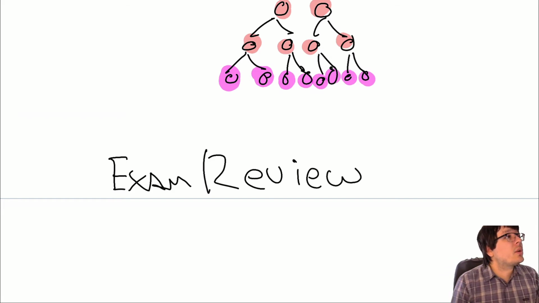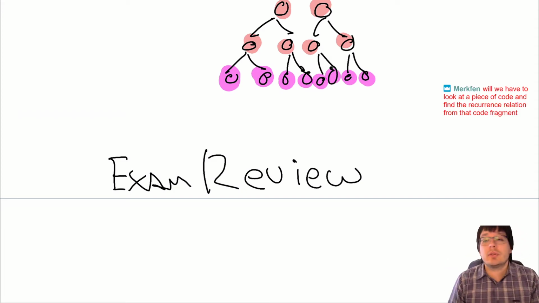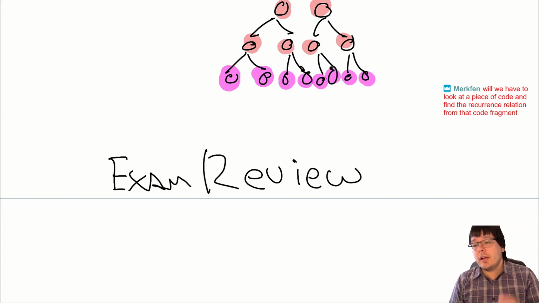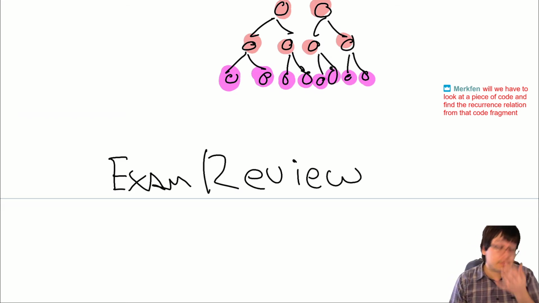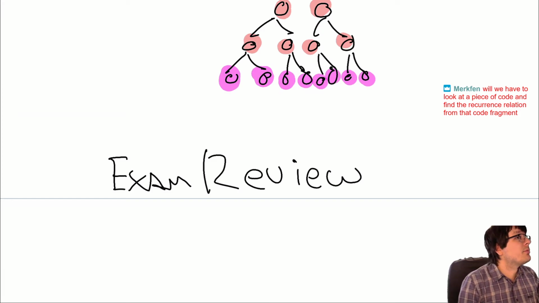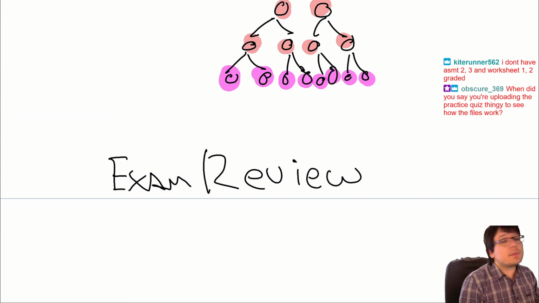In the case where the question is a file upload, can we type the written explanation and draw the actual sorting? Yeah, sure. Whatever is the fastest way for you to get the information that you need on that paper or in that submission, all power to you. Will we have to look at a piece of code and find the recurrence relation from that code fragment? Yes, you will most likely have to do something of that sort.